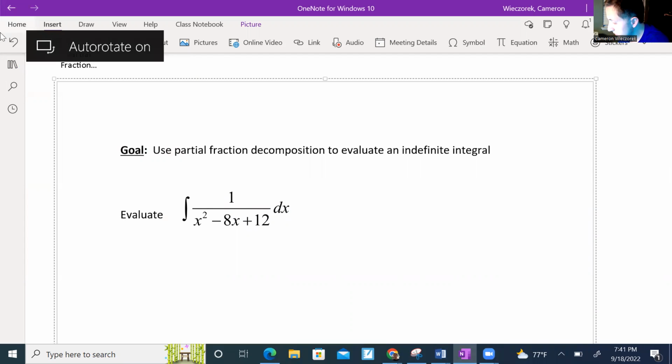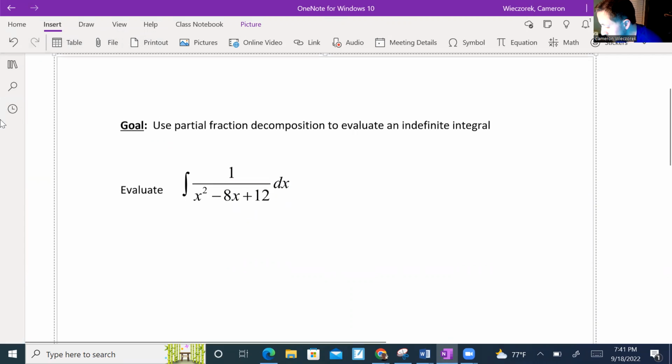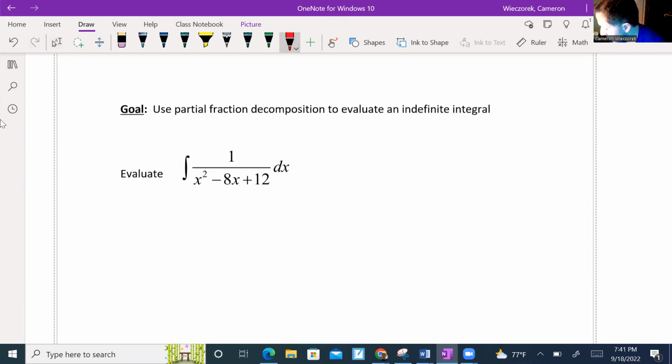This is going to be a short video just to review how to integrate using partial fraction decomposition. Get my pen, make sure it works. Smiley face in the corner.